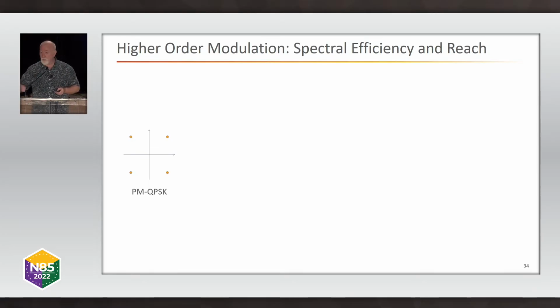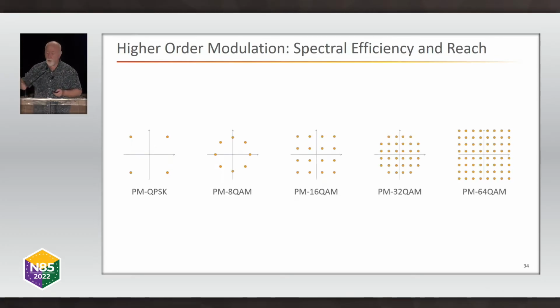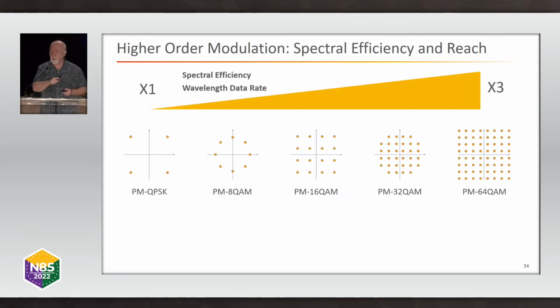And the great thing is we can now put more and more symbols into the constellation. So we have 8 QAM, 16 QAM, 32 QAM, 64 QAM. And the difference between Polmux QPSK, which carries 4 bits per symbol with the X and Y polarizations, up to Polmux 64 QAM, that carries 12 bits per symbol on the 2 polarizations. So as we increase up to that high order modulation, we actually multiply the spectral efficiency and potentially the capacity of the fiber pair by a factor of 3.